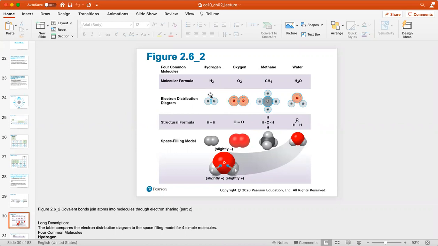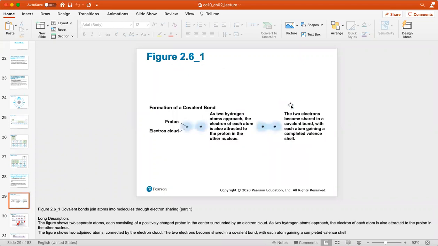H2, hydrogen, the electron distribution is completely linear. O2 is a linear molecule, and CH4, methane, is a very nonpolar structure because the electrons are shared equally. But water is a polar structure because the electrons are shared unequally.